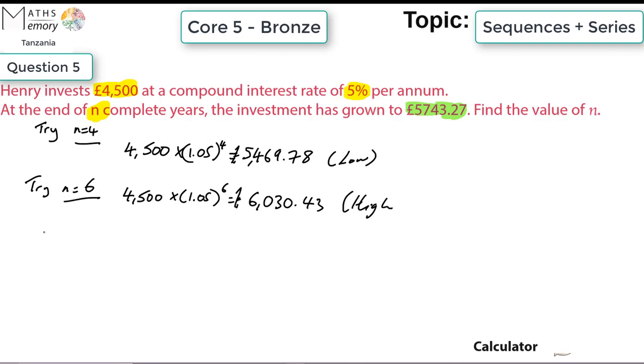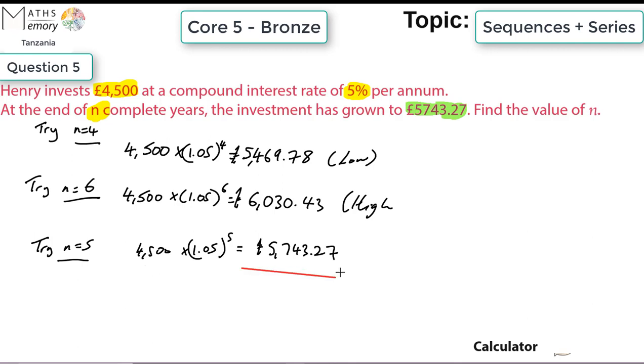So let's try the number right in the middle. Let's try n equals 5 in this case. So 4,500 times 1.05 to the power of 5. And if we do this, we're going to get the exact number over here. And that's what they want, the exact number. So it's more or less trial and error. You've got to try to figure out the best way to actually get this number. Okay. And it's not that difficult really if you understand what to do.